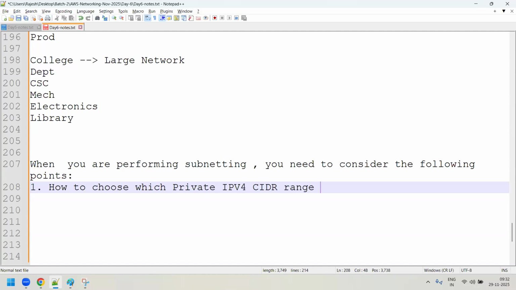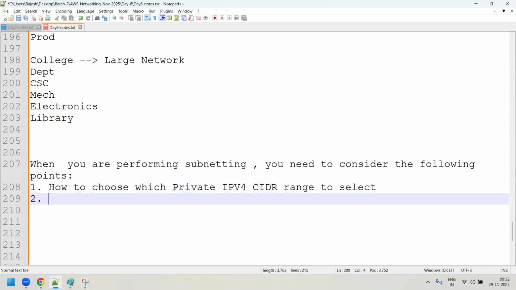Okay, how to choose which IPv4 CIDR range to select. Second is how many devices you are connecting in your network. This also is required. These are some criteria. There are others too, and I will tell you some of the other things, but these are the two important things which you always choose.